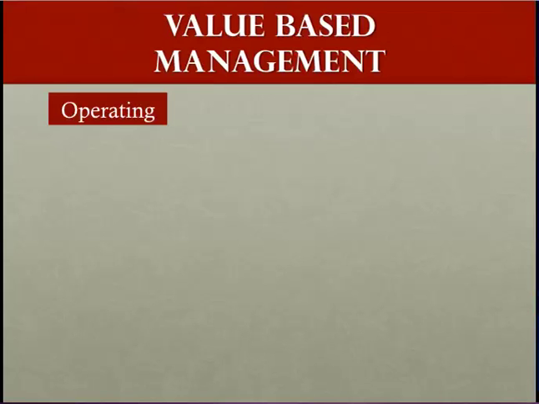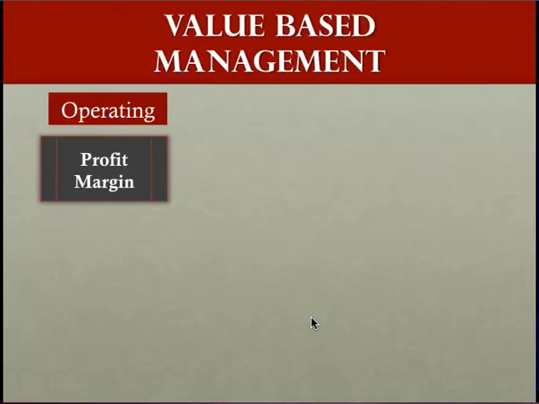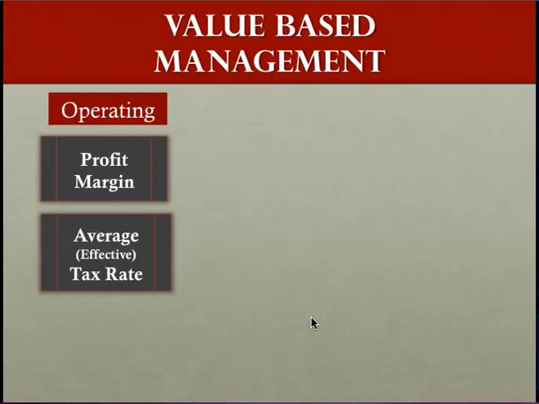Let's start by looking at operating ratios or profitability ratios. These are measures of the effectiveness of our sales and expense management. The two that we're going to look at are return on sales, also known as profit margin, and average, also known as effective tax rate.